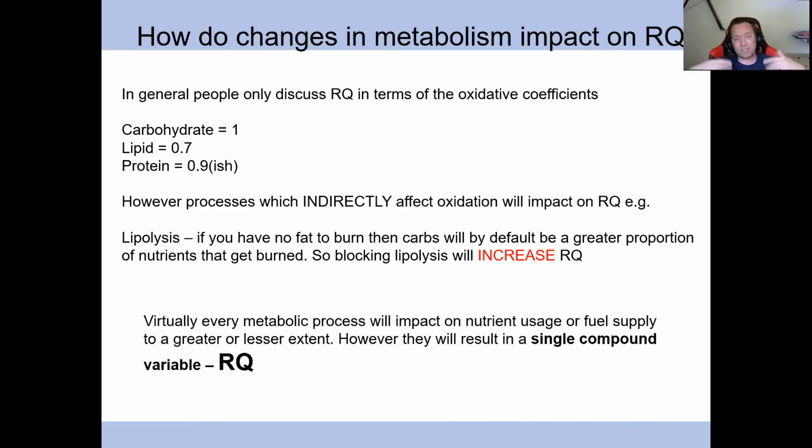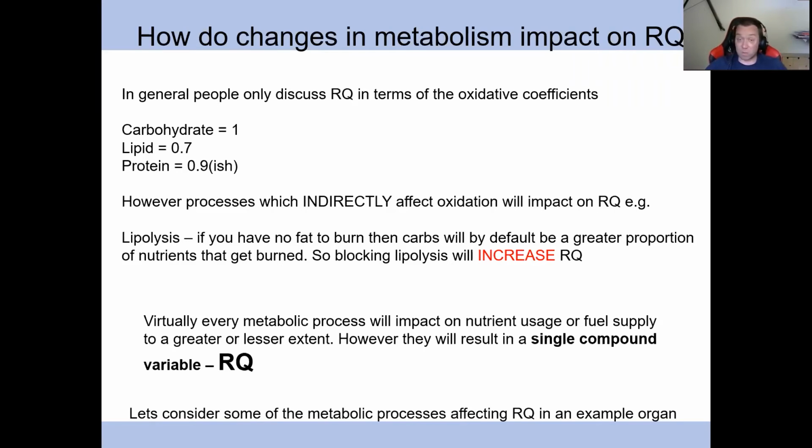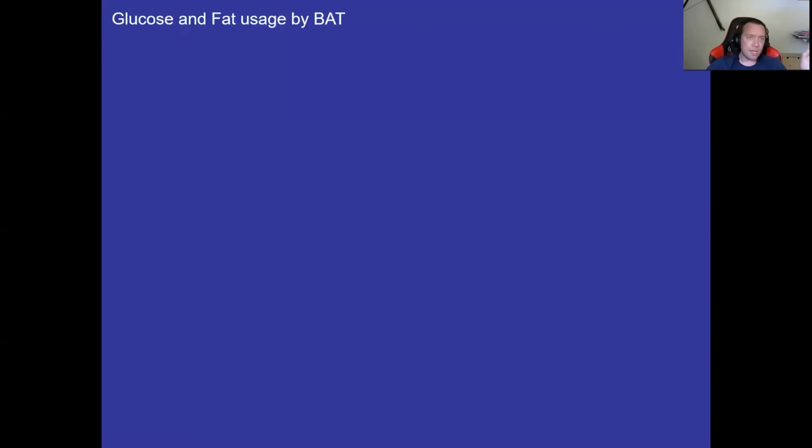And so virtually every metabolic process will impact on nutrient usage or fuel supply to a greater or lesser extent. However, we end up with this single compound variable, respiratory quotient. So how do we interpret it? Well, let's consider some of the metabolic processes first that affect respiratory quotient in an example organ. The example organ I've chosen is brown adipose tissue because it does almost everything, and that means it's quite a nice one to look at.